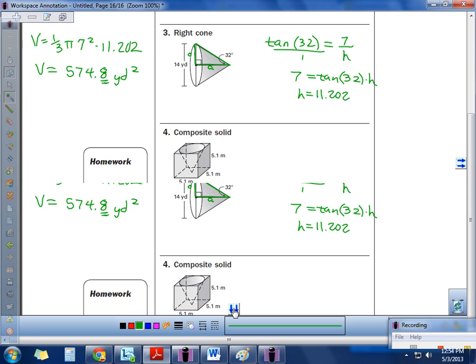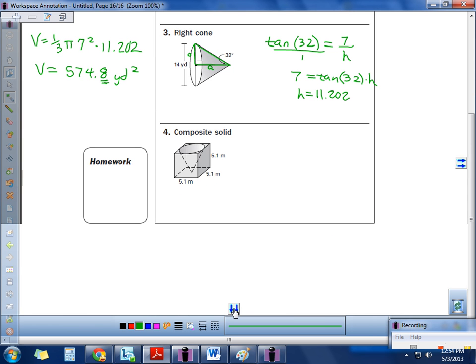Now we're ready with number 4. This is maybe the most challenging, but if you remember these shapes, it's not that bad. We have a cube, and it has a cone cut out of it. So first we're going to find the volume of a cube, and that's really easy. You do side cubed. So the side is 5.1, and we're going to cube it. What do you get when you do 5.1 cubed? 651. All right, now we need to do the volume of the cone.